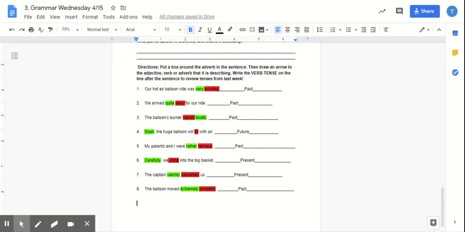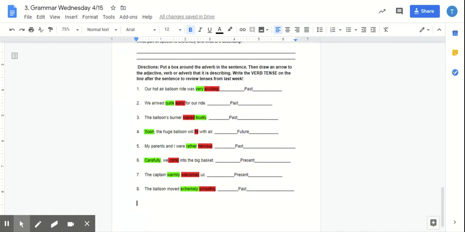Number 3, the balloon's burner roared loudly. Roared is our verb. Loudly is how loud, adding on to that adverb portion, adding on to how loud the burner has roared. So this is in past tense. So loudly basically gives us that notion to know how loud it is roaring, which is adding on to the roared portion for this burner.